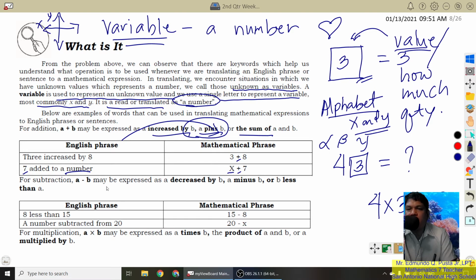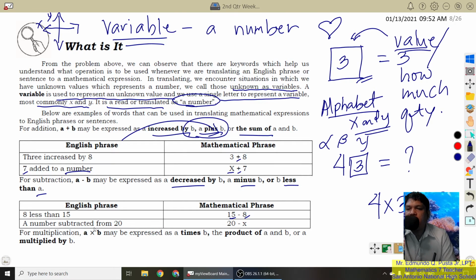In subtraction, we have a minus b, which may be decreased by, or minus b, or b less than a. Ayan. Yung mga numbers na pwede nating gamitin pag tayo nagsasubtract. So, for instance, 8 less than 15 will be 15 minus 8. Okay? So, 8 less than 15 is 15 minus 8.